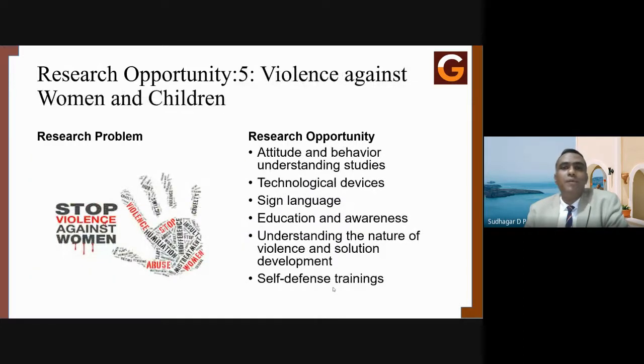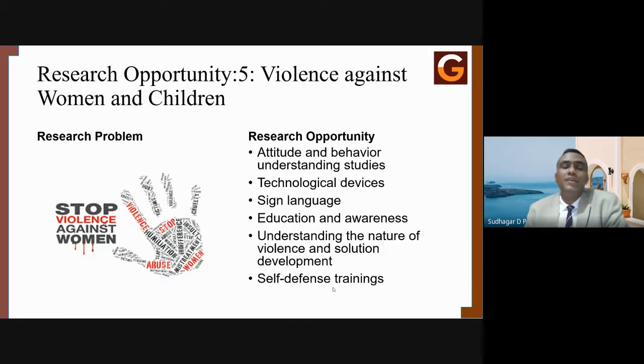Research opportunity number 5, violence against women and children. I'm sure all of you would have come across the news day in, day out, wherein there is harassment, there is rape, there is an acid victim. There are a lot of unlawful incidents, especially committed against women and children. Is there a scope for conducting research in this area so that better knowledge is available for people to reduce the violence against women and children?